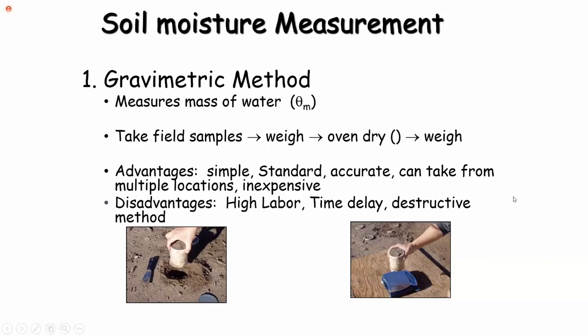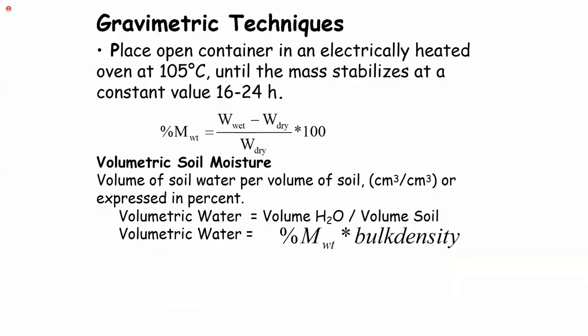And the other one is it is a destructive method. That is, you have to take the sample from the field. So the normal soil condition is disrupted. So that's why it is a destructive method. Okay, it is not an in situ method. So those are the disadvantages of this method. So the procedure is explained here.